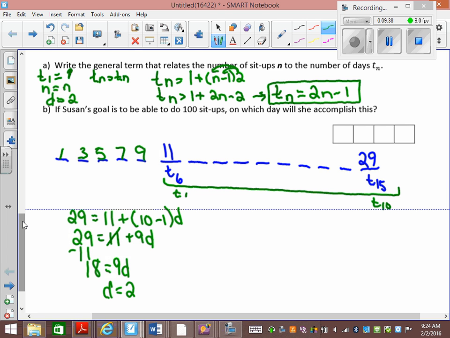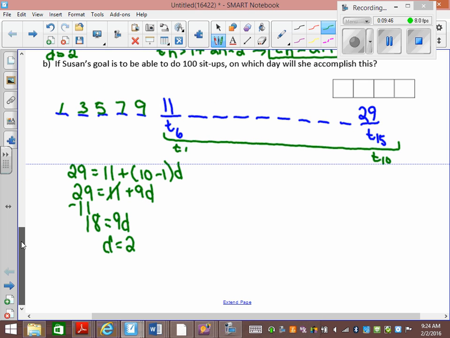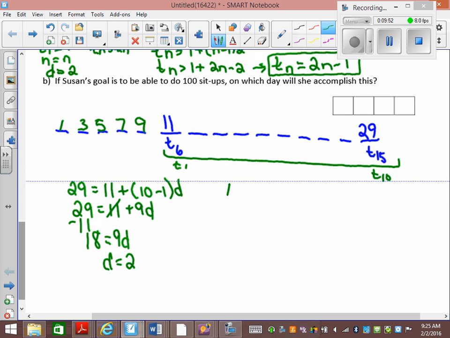The question after that is, if Susan's goal is to be able to do 100 sit-ups, on which day will she accomplish this? 100 is the last amount, right? Whenever it's the last amount, that's your Tn. So we can use our general formula, Tn equals 2n minus 1. And for the most part, I'm expecting that some of you just went 29 plus 2 plus 2 plus 2 plus 2 plus 2 and added them and figured out what day that would be. But we want to actually use the math because we have this.